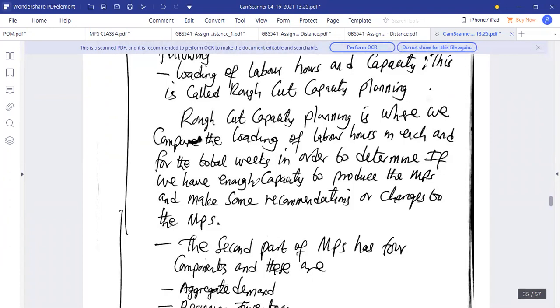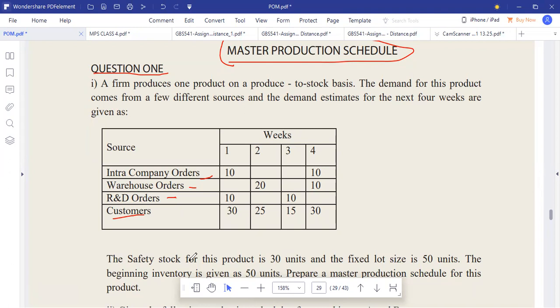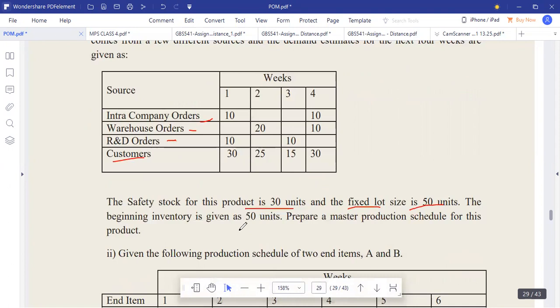Now, if you look at this, the safety stock for this product is 30 units, and the fixed lot size, which is the production size, is 50 units. The beginning inventory is 50 units.